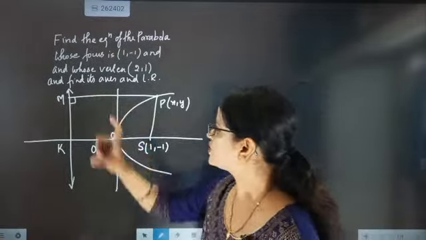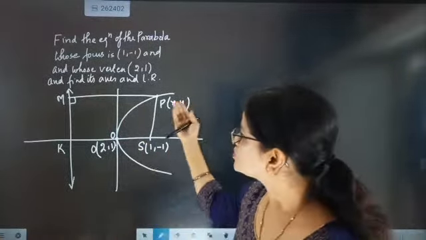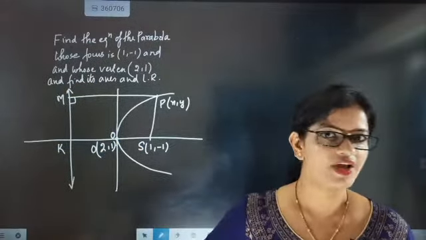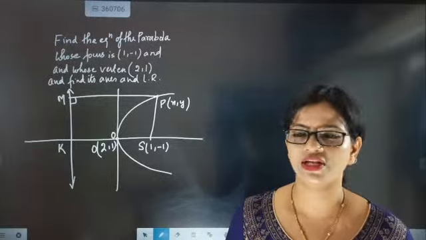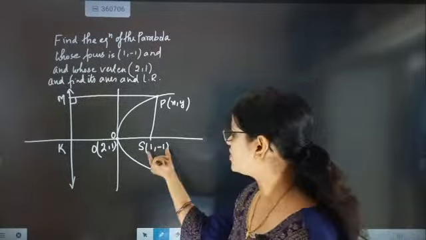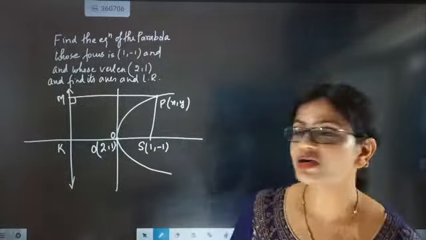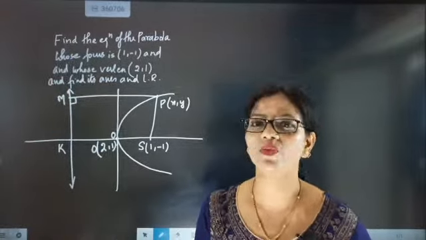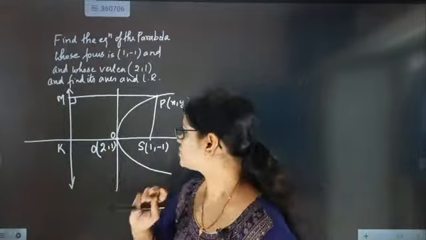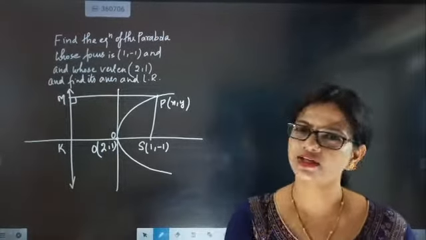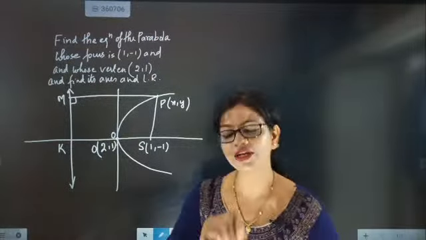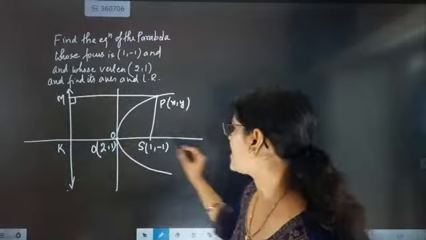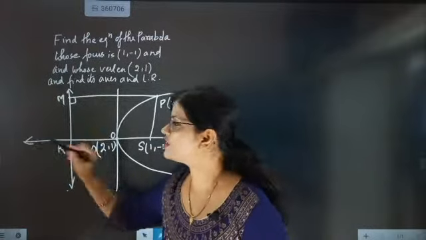To do this work, the most important thing is we should know the equation of the directrix. If we do not know the equation of the directrix, we will not be able to do anything. The focus is given to you, but the equation of the directrix you do not know, so you will not be able to solve. So the first work is to get the equation of the directrix. How to get it? First, this directrix line and the axis are perpendicular to each other.